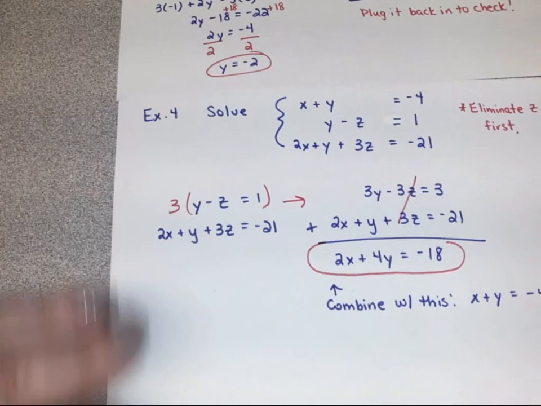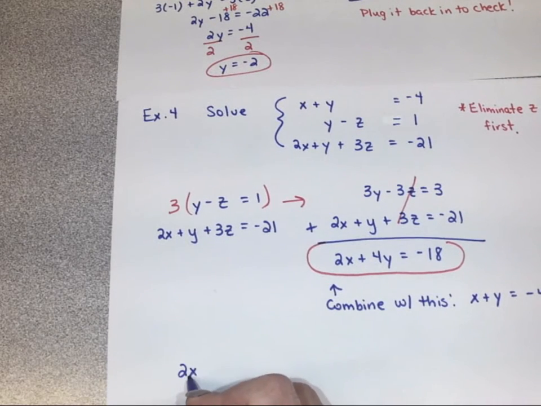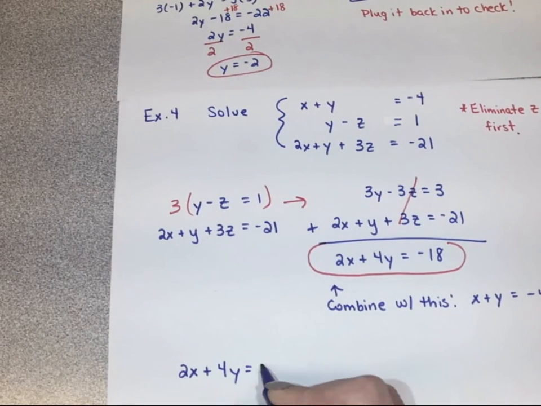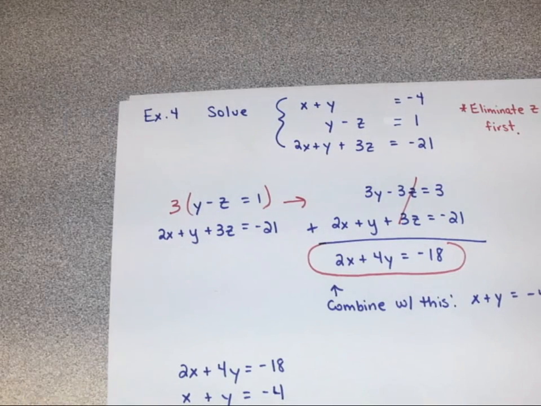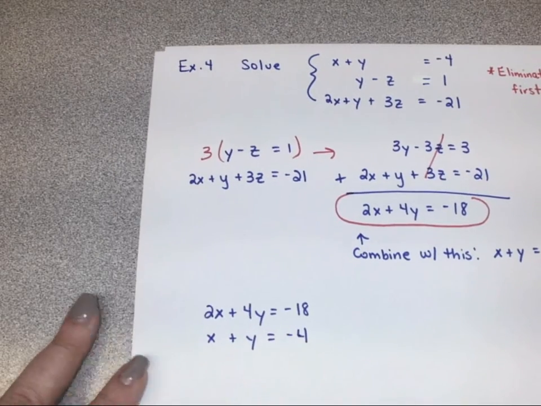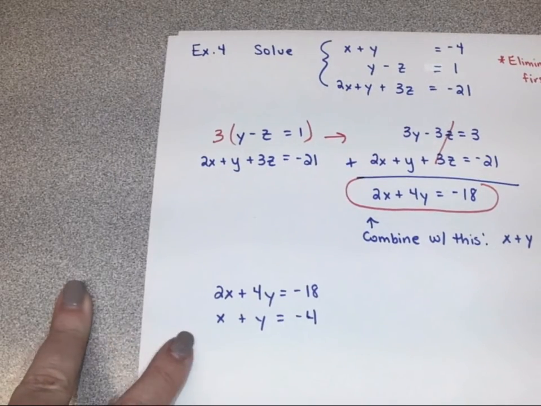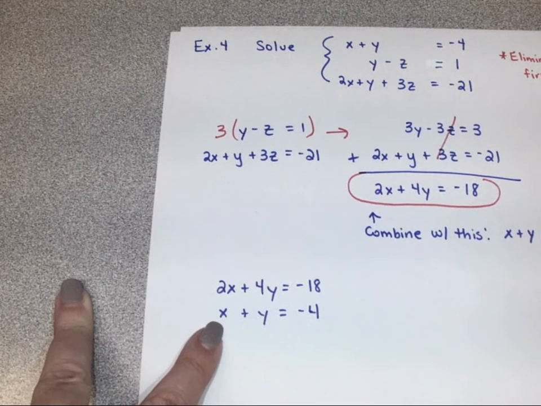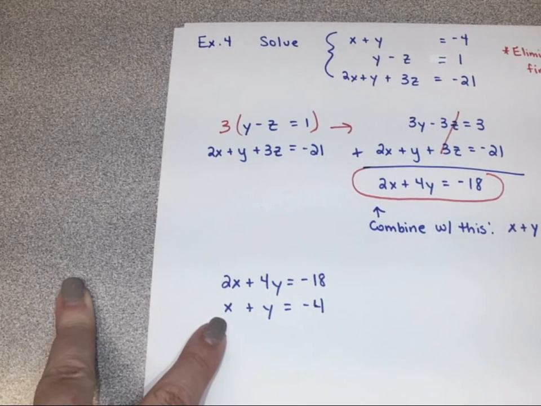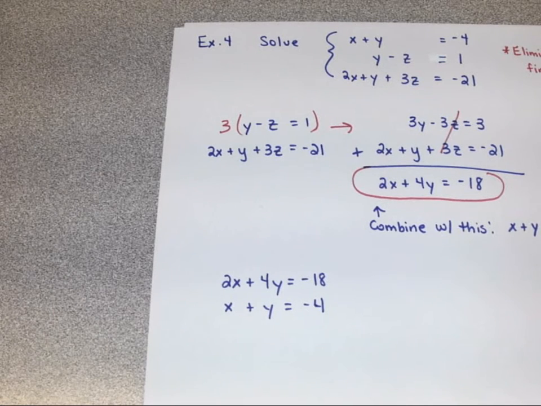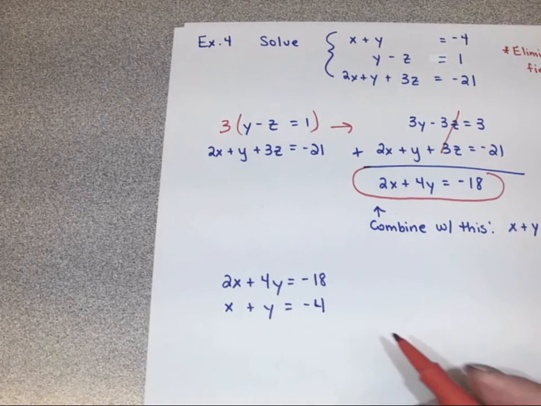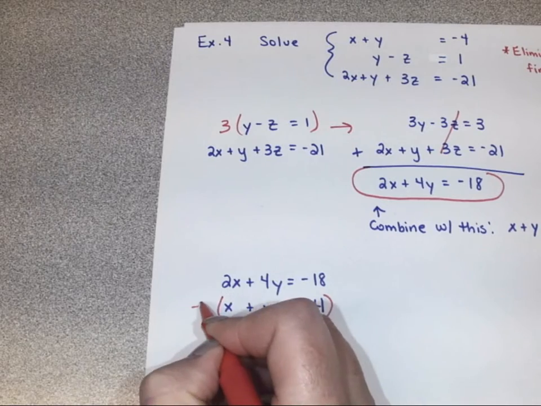So I actually have less work to do on this one. Now I'm going to line up 2x plus 4y equals -18, and x plus y equals -4. Okay, so notice, if I wanted to get rid of x, what would I multiply the equation by? -2. What if I decide instead to get rid of y, which I could do? It's actually fine: -4. Okay, so just pick one. I'm going to do -2 just because it's smaller.